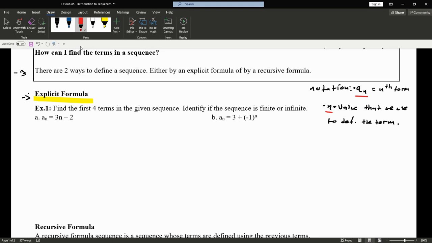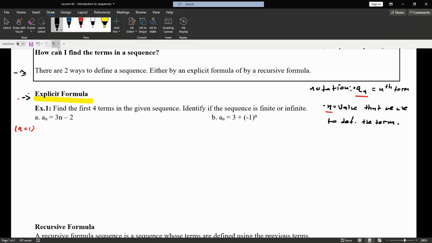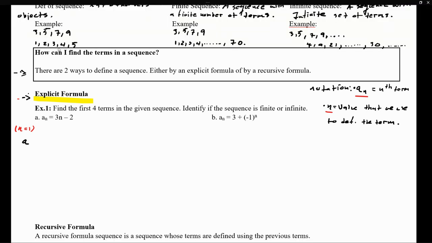So if I want to know under the explicit formula what the value of my first term is, that's going to be given to me whenever I substitute the value n equals 1. Because notice what's going to happen. If we allow n to be equal to 1, then we have a of 1, which is saying that whatever value comes out of this is going to be the first term.